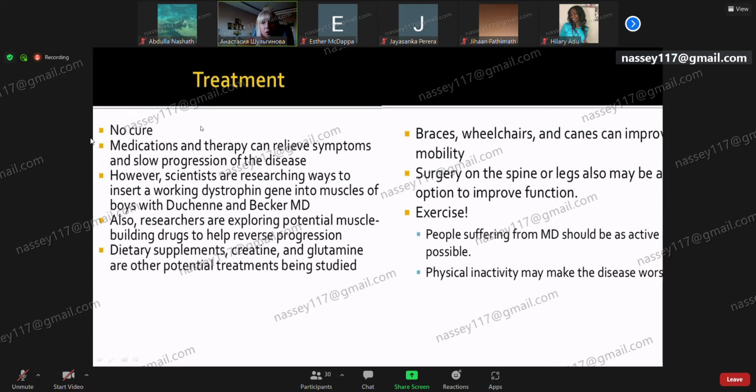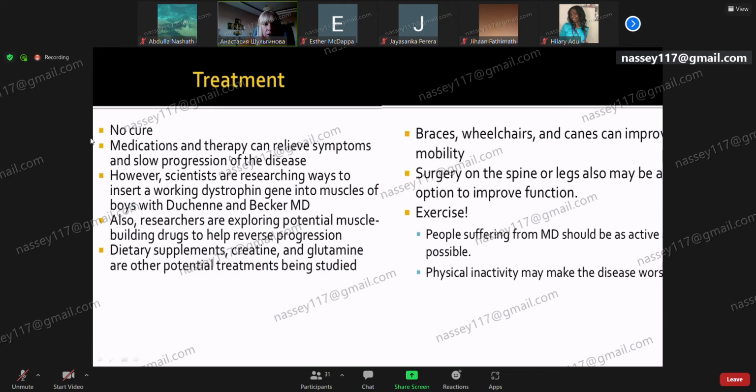Treatment. We know the principles of treatment: etiological, pathogenetic treatment, and the last one, symptomatic treatment. So, we will say that there is no specific care. It means particularly no etiological treatment. We cannot stop the progression of the disorder. Medications and therapy can relieve the symptoms and slow the progression of the disease. Yes, we cannot stop it, but can do it much more slowly.